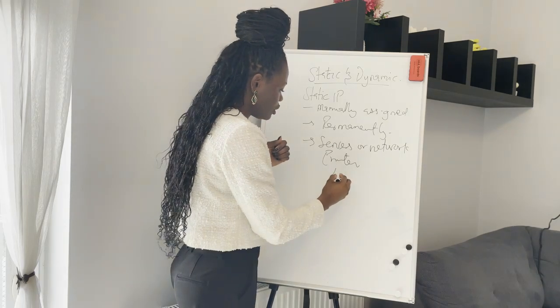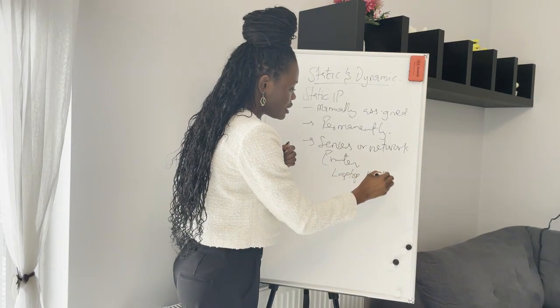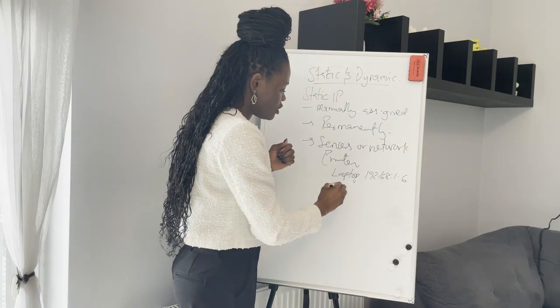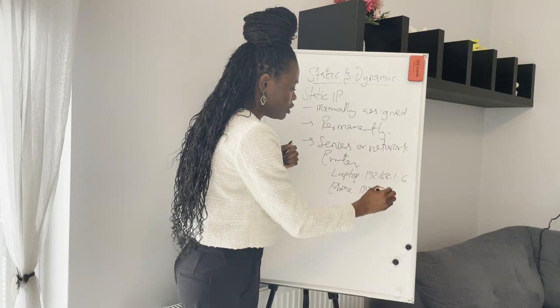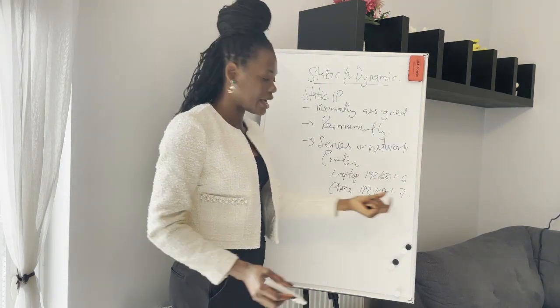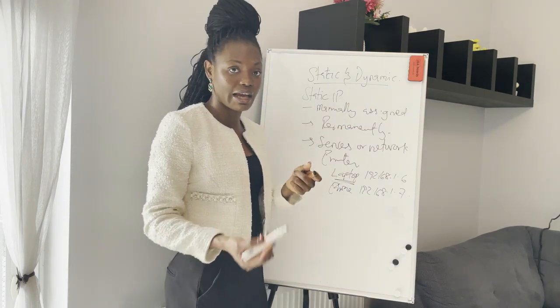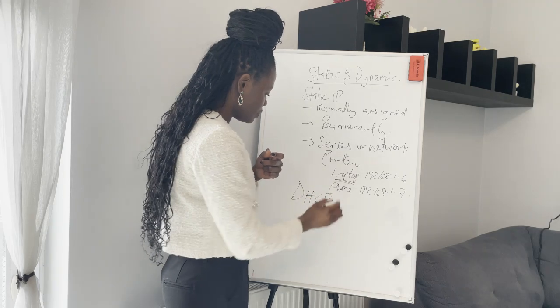Say, for example, your laptop is 192.168.1.6, and then your phone is 192.168.1.7. Your phone cannot take up .6 again because you already have it on your laptop, and that's what dynamically assigned IP does, and it is usually done using something called DHCP.